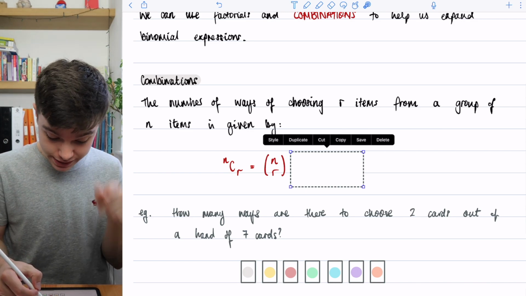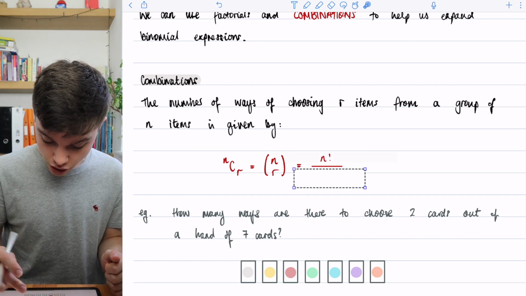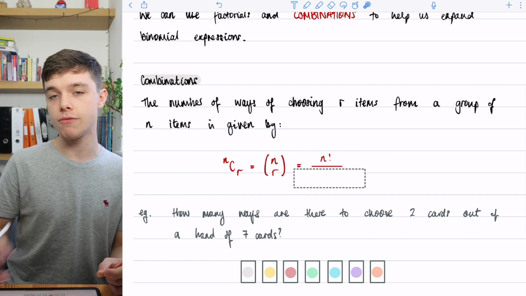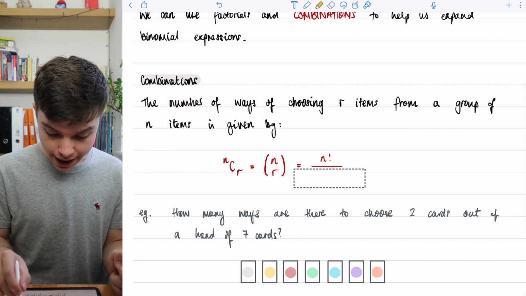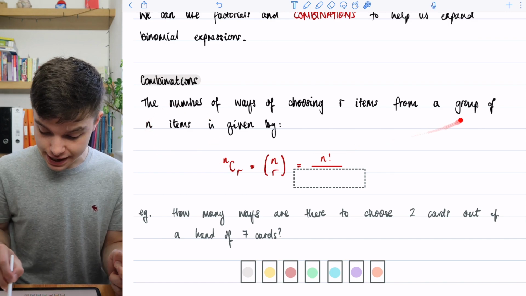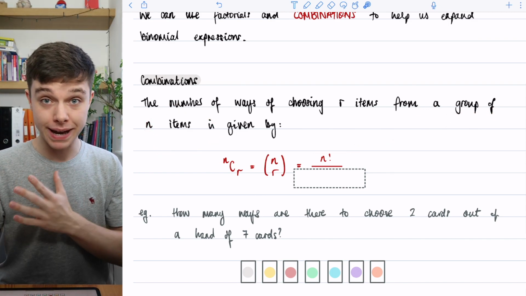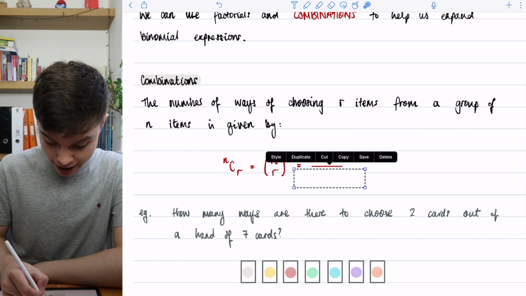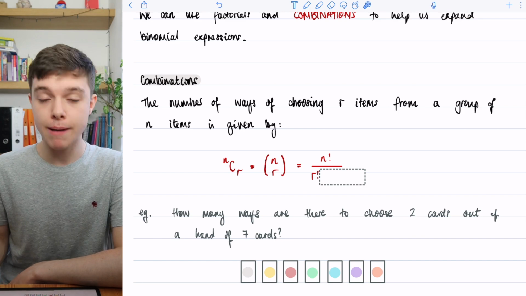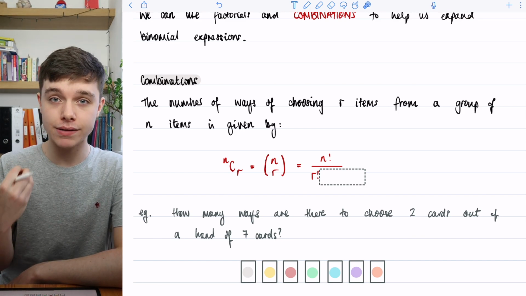So we can write it either way like that, and what we do is we take n factorial on the top of our fraction. Remember, n is the number of items in the group. So the total number of items in the group is n. Work out n factorial and divide that by r factorial. Remember, r is the items that you're trying to select. How many ways can you do that?